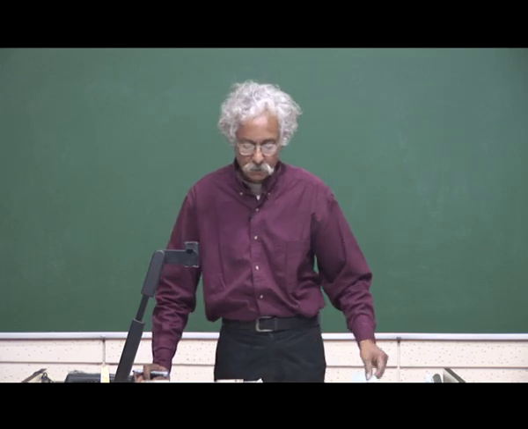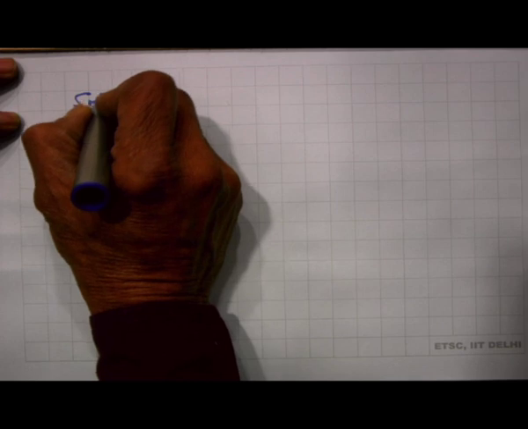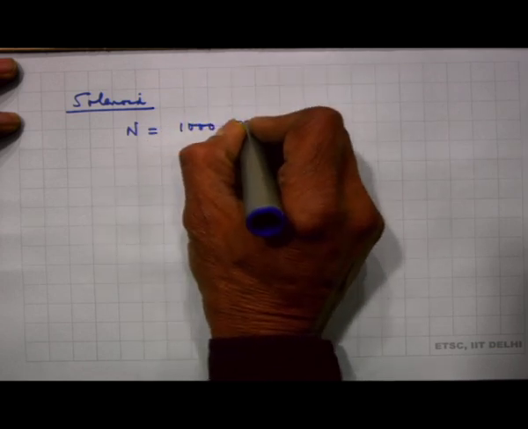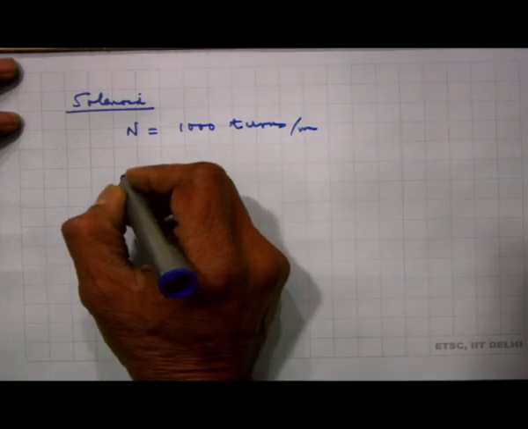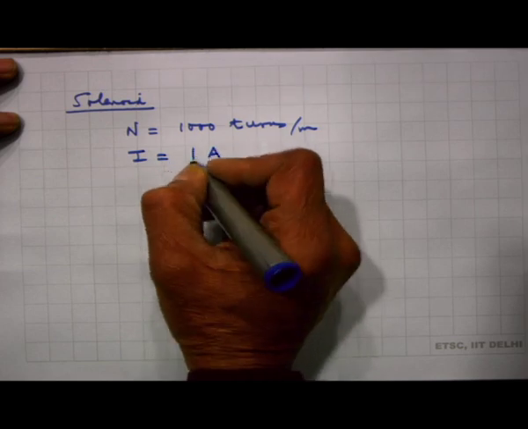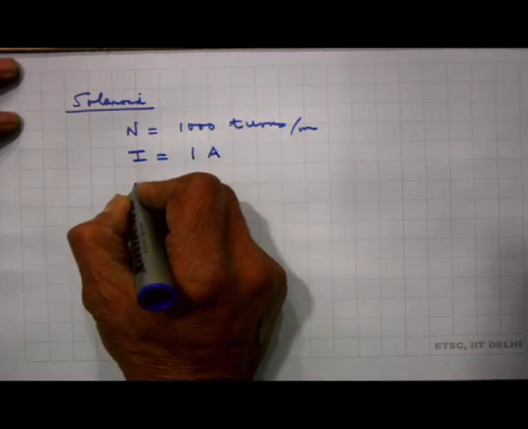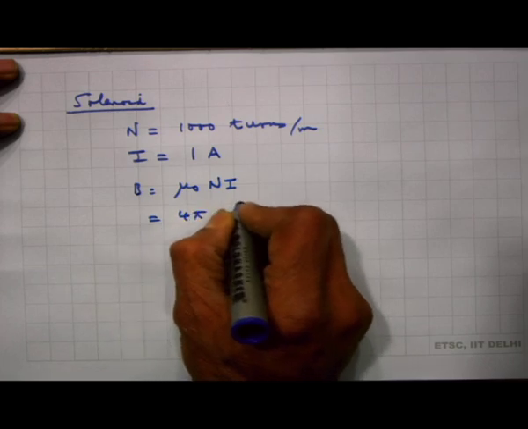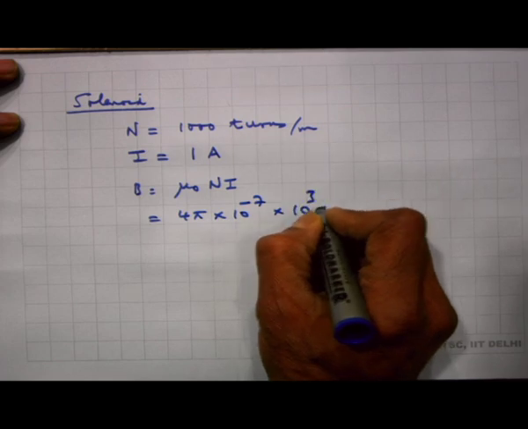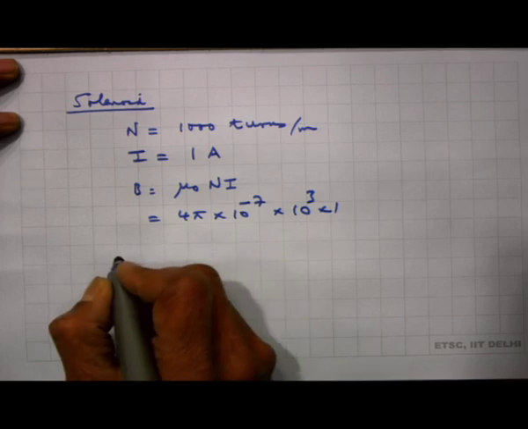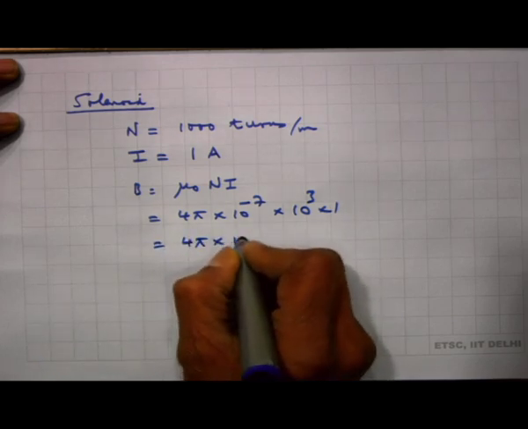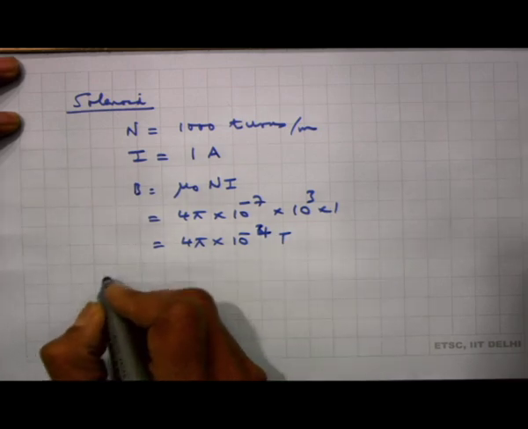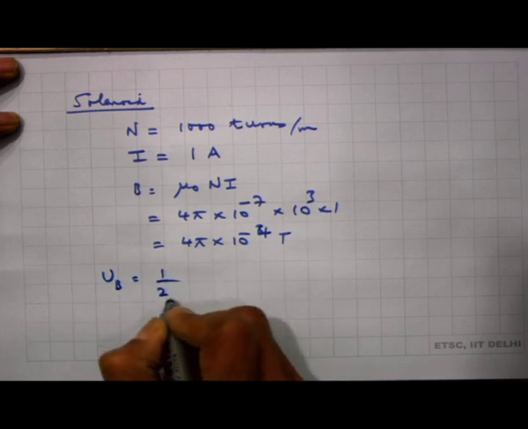So, if I look at a solenoid, for example, if I take a solenoid of n is equal to 1000 turns per meter, and if I pass a current I is equal to 1 ampere through the solenoid, the magnetic field is mu naught N I, 4 pi 10 to the minus 7 into 1000 into 1, which is equal to 4 pi 10 to the minus 4 Tesla, and the energy density U B is 1 by 2 mu naught B square.